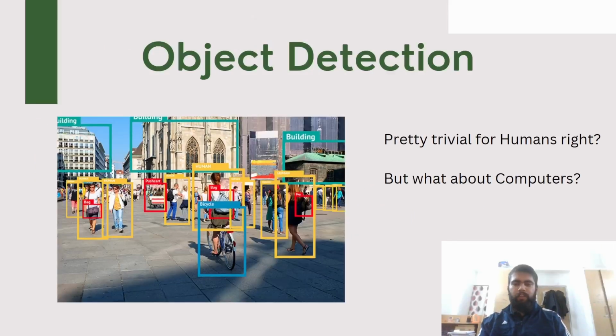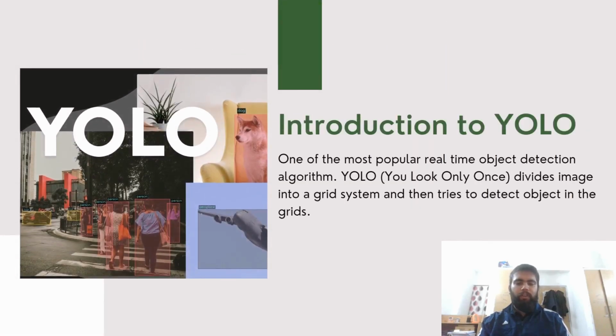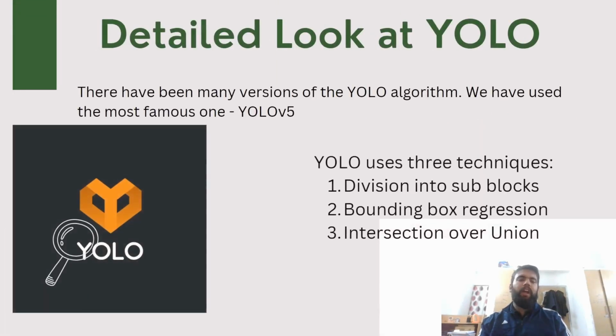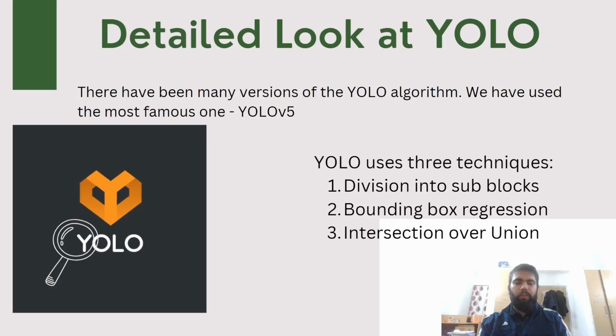Hello guys, I'm Samvedan Silgotra and let's look at the object detection part of the model. For object detection, we actually use the YOLO algorithm, which is one of the most popular algorithms for real-time detection of any object present in the image. So let's get to the detailed look at YOLO. We'll get into the detailed implementation of the YOLO algorithm.